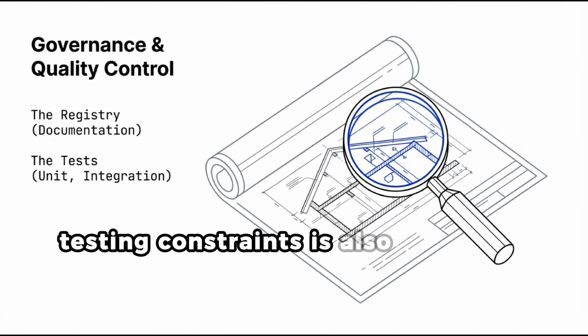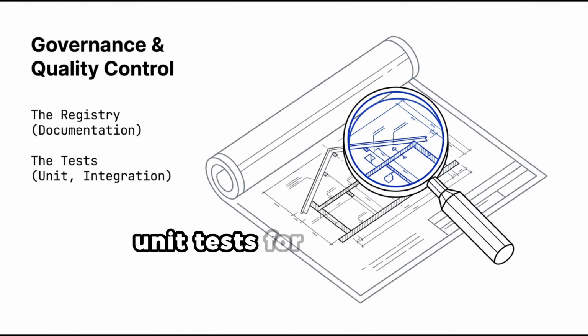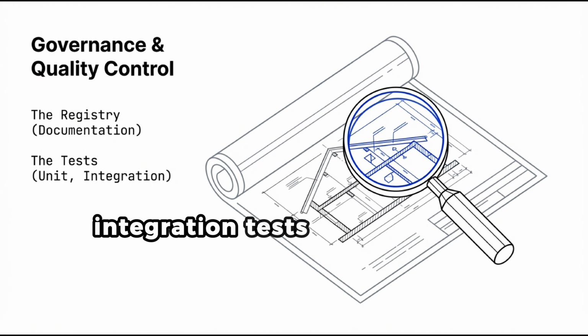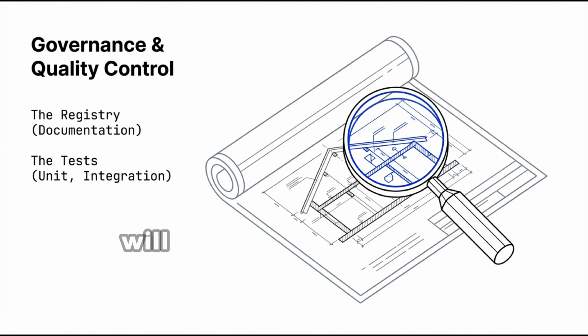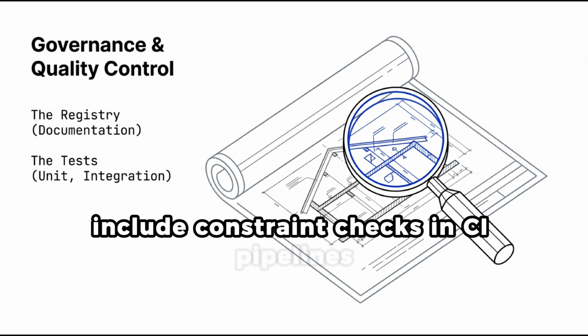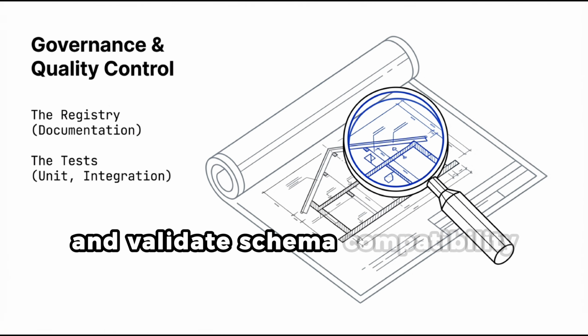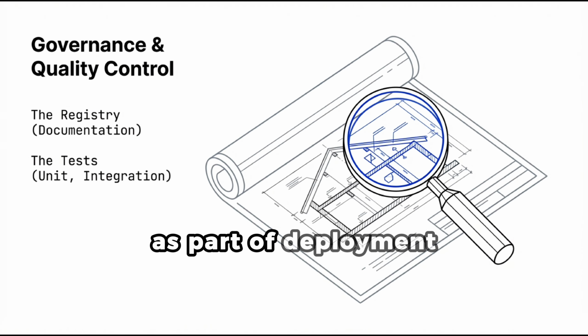Testing constraints is also important. Unit tests for constraints, integration tests for migration paths, and property-based tests for invariants will catch edge cases early. Include constraint checks in CI pipelines and validate schema compatibility as part of deployment.